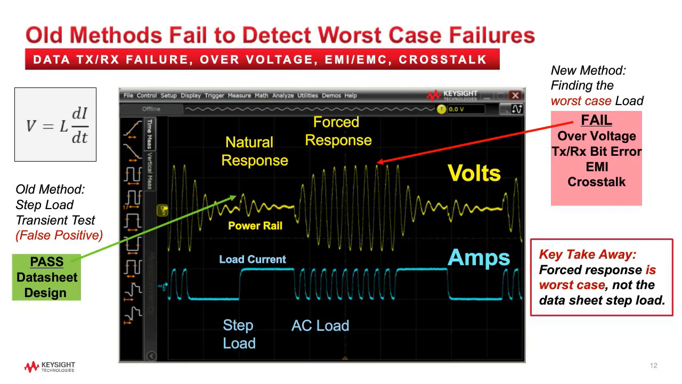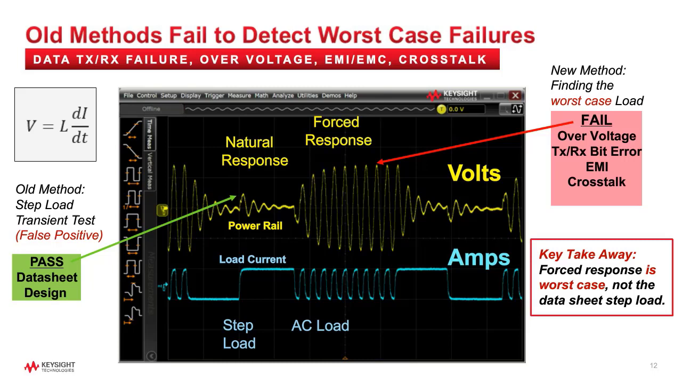Power delivery networks must provide clean power to the load. Electronic devices have maximum voltages and ripples specified to avoid damage, lost data, and EMI/EMC failures. Old methods of measuring noise on a power rail often fail to detect worst-case voltage ripple. Here is a picture of a power rail measurement on a real-time oscilloscope.